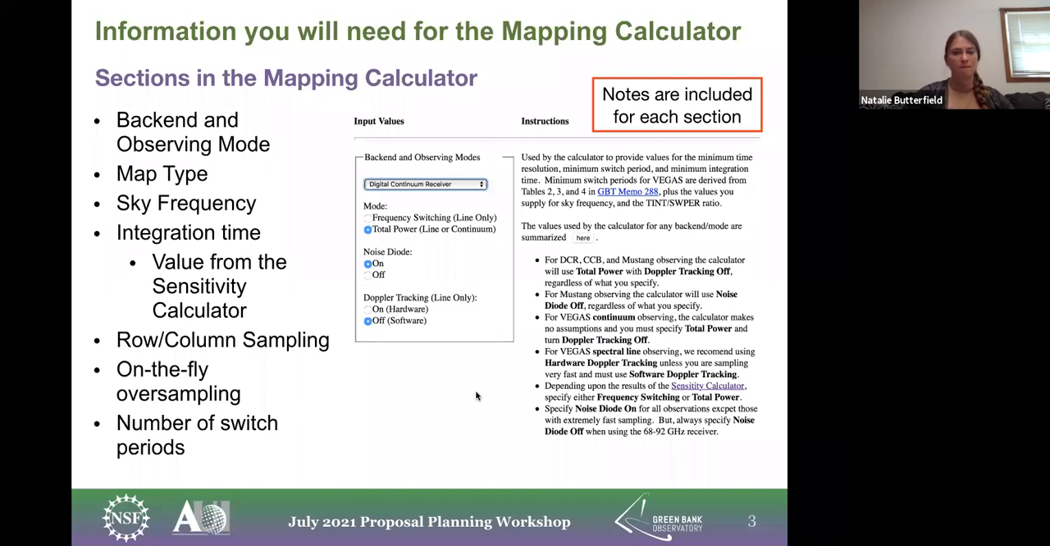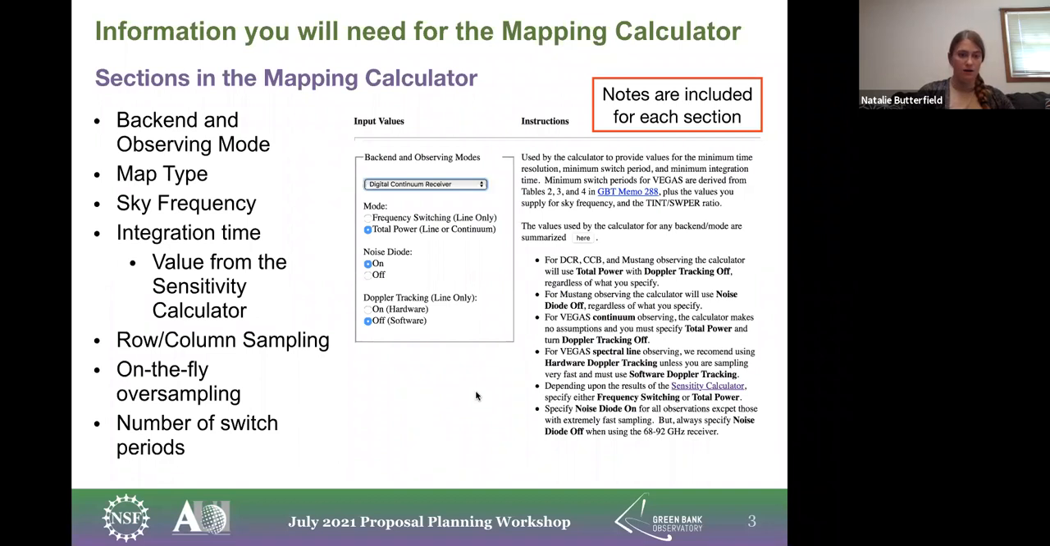The first being the back end and the observing modes. And then you will identify what type of map you want to make. So if you're trying to do either a point map, an on the fly rectangular map, or a daisy map, you need to identify what type of map you're using, as well as the sky frequency. The sky frequency determines how big your beam size is. That's where it gets that information, when you add your sky frequency in there.